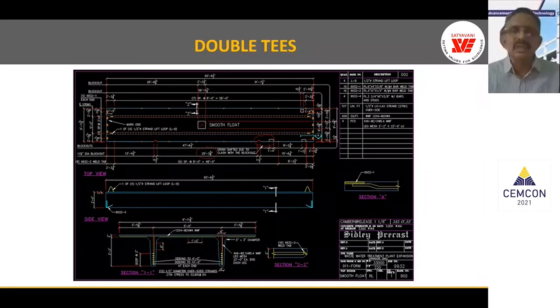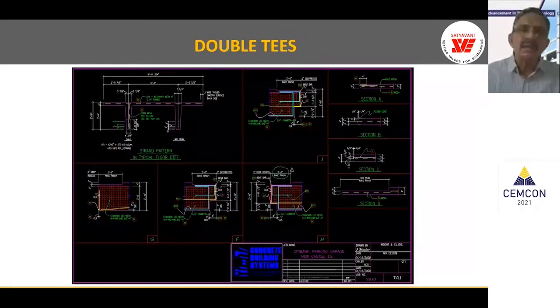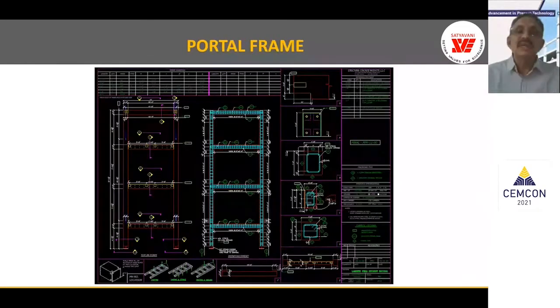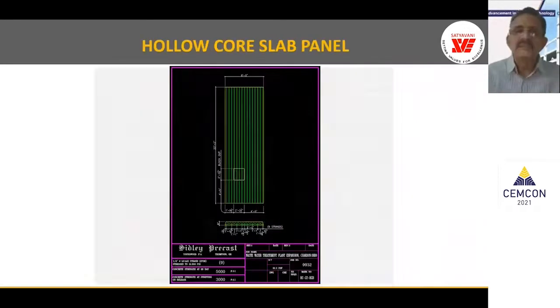This is the typical detail of a double T. And these are the details of the end bearing parts of these double T's, which we have done. And we can even do the precasting of portal frames like this. This is a real executed drawing. And you can see the handling, stripping, stacking, and handling, how we have detailed, and we consider all the CGs of mass and stiffness, and then give this drawing.